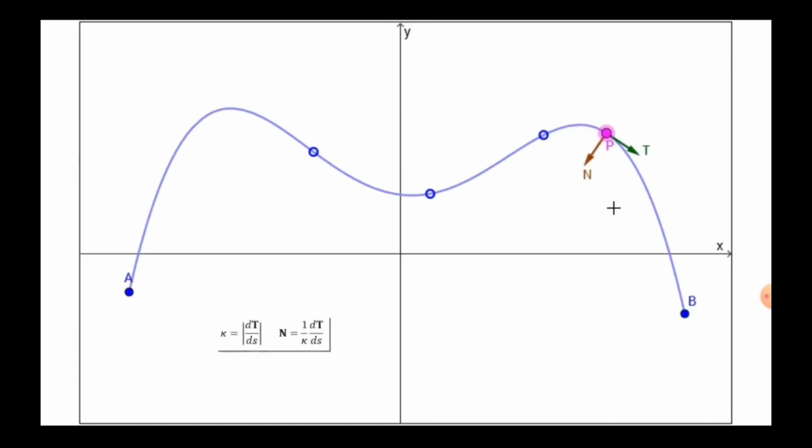Curvature is how much T changes with respect to arc length. So curvature, denoted by kappa, equals the absolute value of dT ds. Then the vector dT ds, scaled to unit length by dividing by kappa, produces the principal unit normal vector, N.